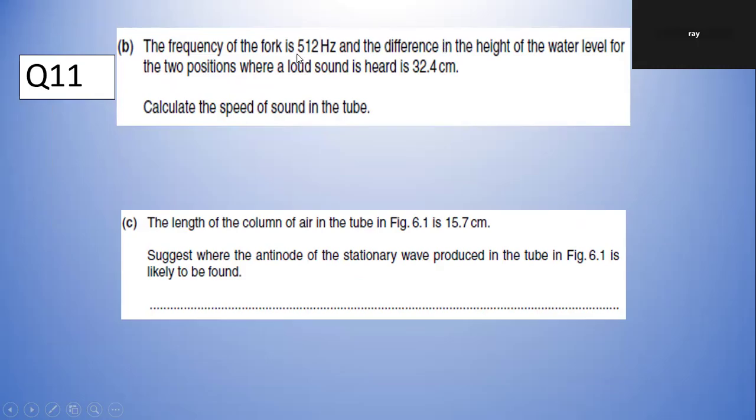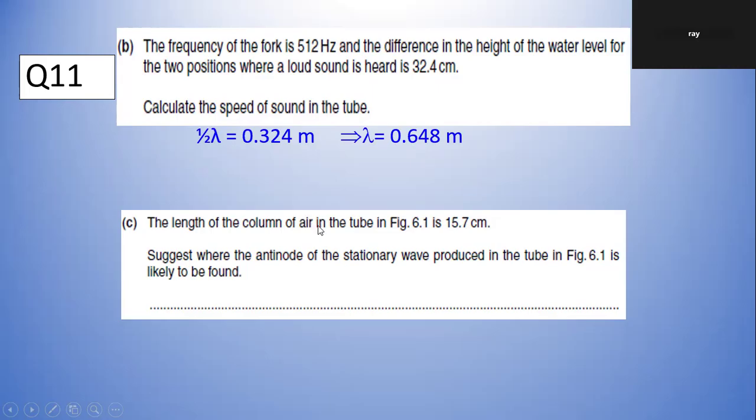The frequency of the tuning fork is 512 Hertz, and the difference in height of water level for two positions where loud sound is heard is 32.4 cm. Calculate the speed of sound in the tube. Half lambda is 32.4 cm. Change it to meter, 0.324 meter. So times 2, you get 0.648 meter.